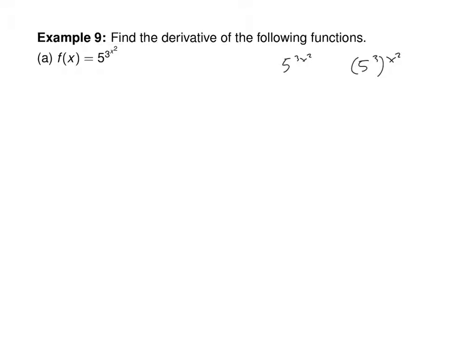Good question, though. Okay, so first you have 5 to the something. Yeah, 5 to the whatever. So f prime will be ln of 5 times 5 to the whatever times the derivative of the whatever.